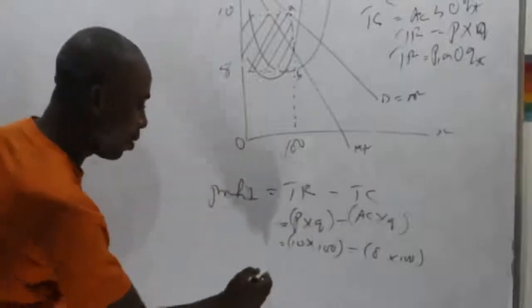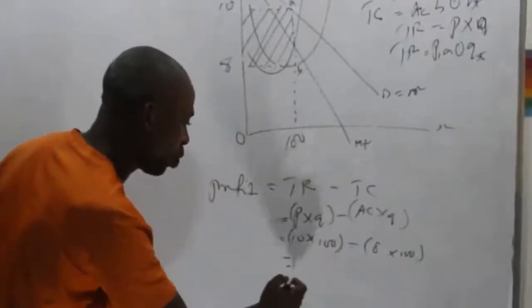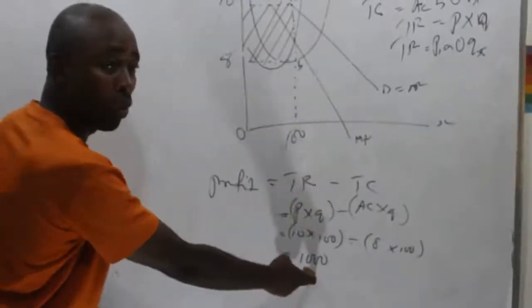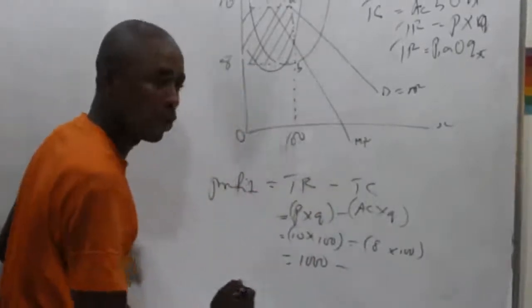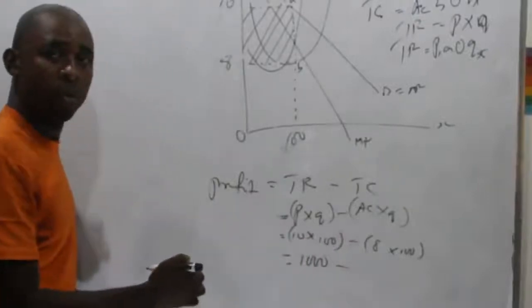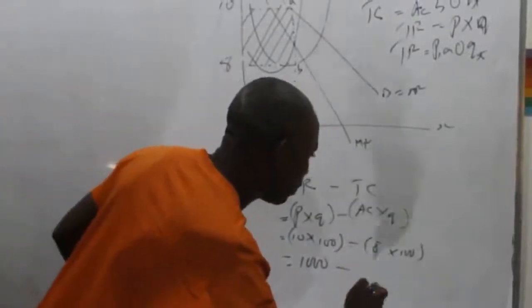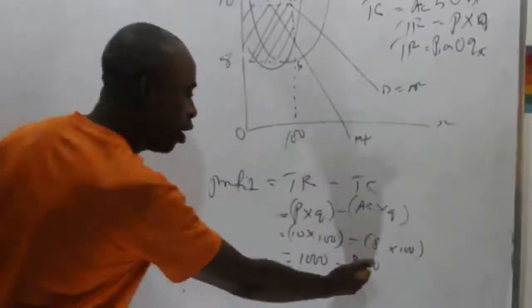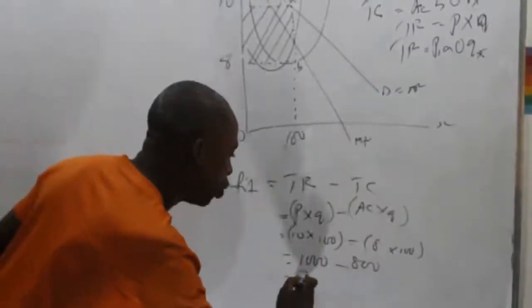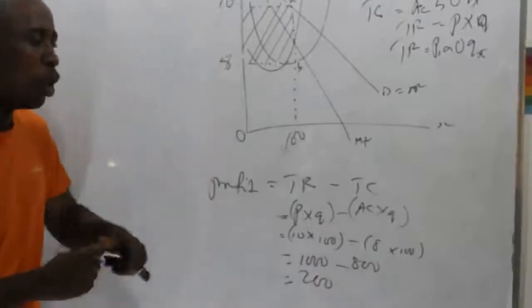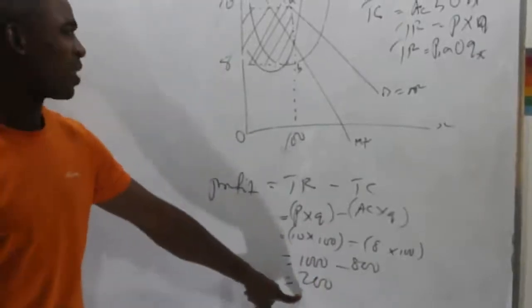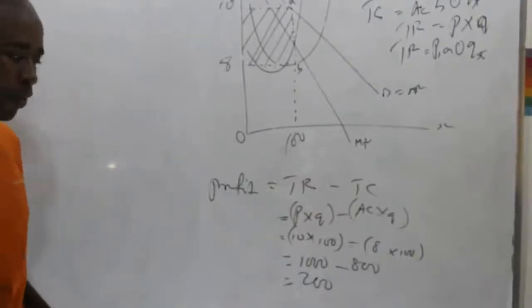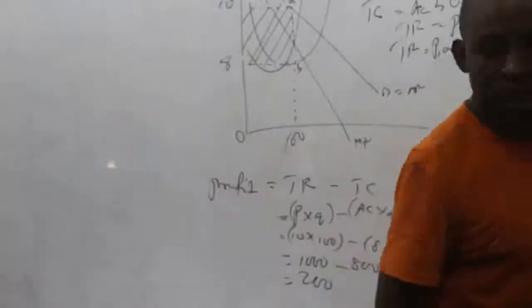So, let's multiply now. 10 times 100 is what? 1,000. So the total revenue is 1,000. Now, what will be total cost? 8 times 100 is what now? 800. I hope you are following. Now, if you minus this from this, you have 200. So the firm is making 200 naira as a supernormal profit. Supernormal profit. So the firm is making 200 naira.